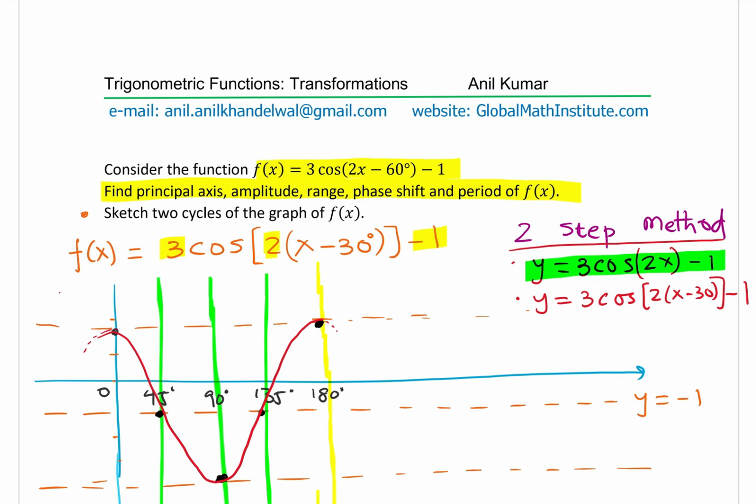So what we have done here is basically sketch the transformed function without including the phase shift. Correct? And now, in the second process, we'll actually include the phase shift of 30 degrees. 30 degrees, let us say, is kind of here. So we know that much is 30 degrees. We need to shift every point 30 degrees to the right.